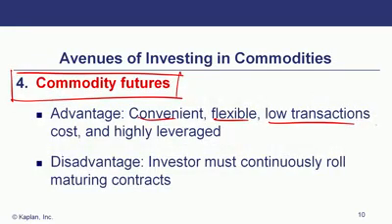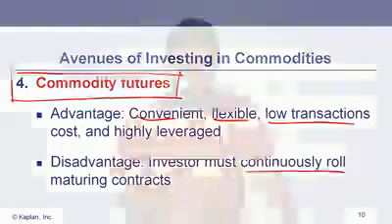The only trouble is that you have to continuously roll the maturing contract. So all forward contracts are going to have an expiration date. Okay, it can be longer or shorter. It can be 1 day. It can be 270 days. Okay, but eventually that contract is going to expire, and you're going to have to roll it over, and someone's got to worry about that. So it's not a passive strategy.